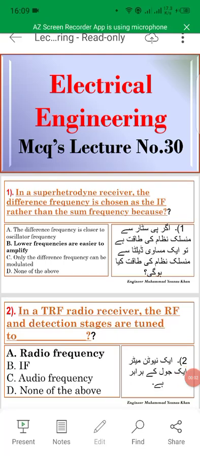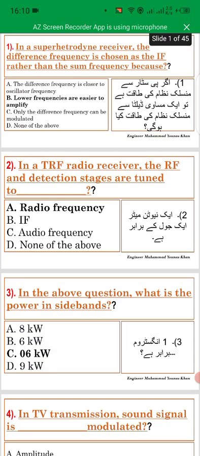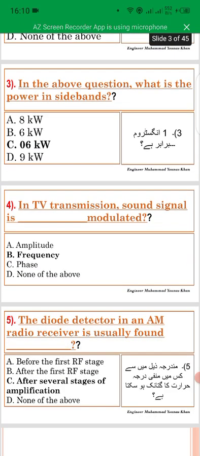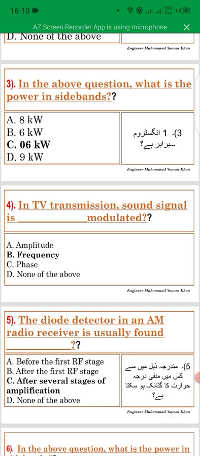In a superheterodyne receiver, the difference frequency is chosen as the IF rather than the sum frequency because lower frequencies are easier to amplify. In a TRF radio receiver, the RF and detection stages are tuned to radio frequency. In the above question, what is the power in sideband? 0.06 kW.